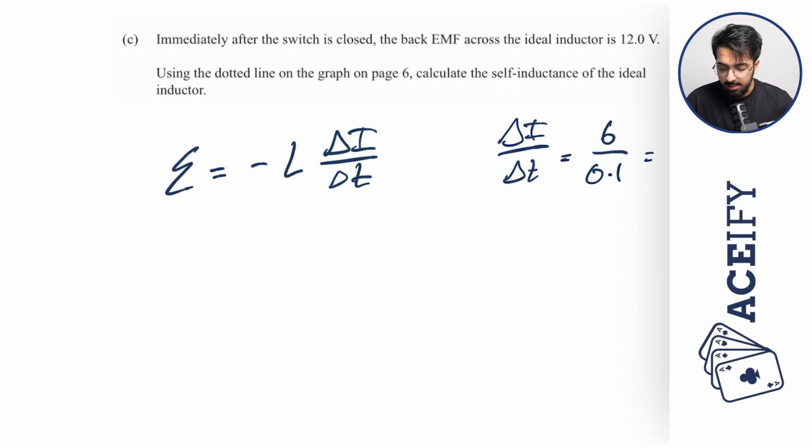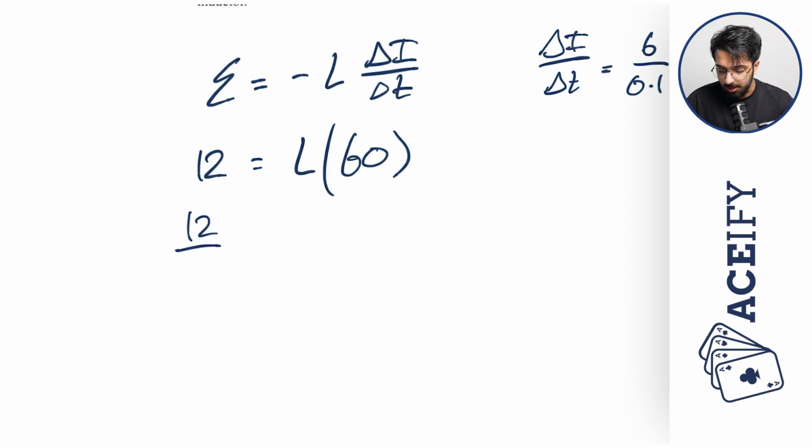And so we have an EMF of 12, and we're trying to find our inductance, okay? We don't really care about the negative in this case because that's just Lenz's law, but we're just trying to find the value itself, so we don't really need to care about that negative. And so that's multiplied by 60, and so therefore 12 divided by 60 is equal to our L, and therefore this gives an inductance of 0.2 henries.